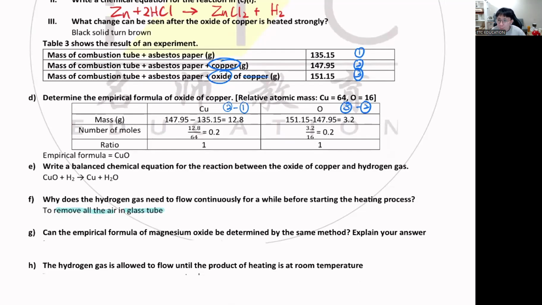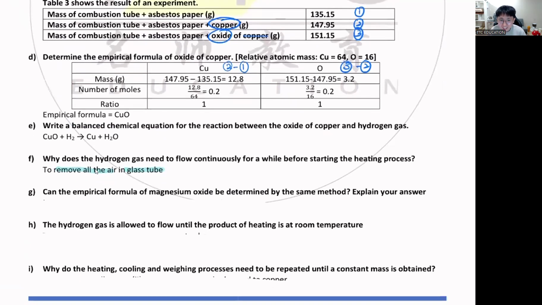Okay. What's the difference between a balanced chemical equation and a chemical equation? No difference. Every chemical equation must balance. They just remind you to balance. Even if they never give you the word balance, they give you write a chemical equation, you still need to balance. This is just the word to remind you that you have to balance the equation.